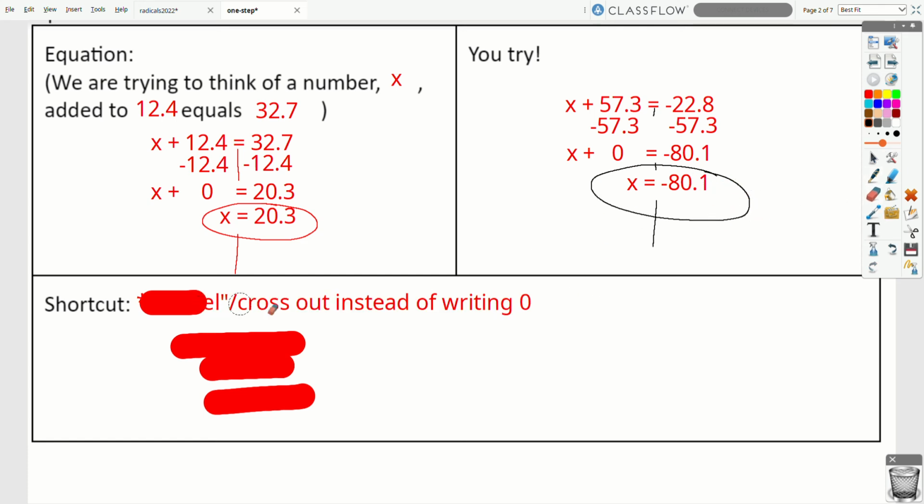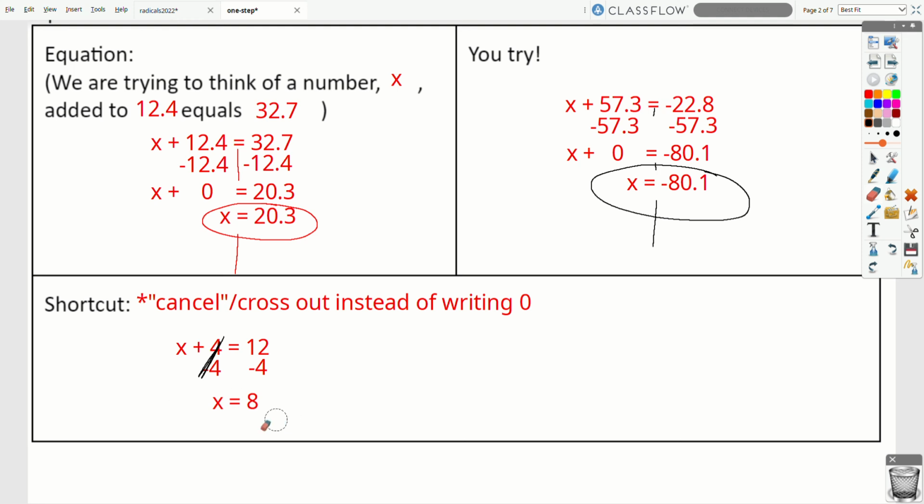We can actually use a shortcut here. Let's say we're solving x plus 4 equals 12 and we subtract 4 from both sides. Instead of writing x plus 0 as our next step, we can just cross this out, because we know that's going to disappear anyway. Instead of writing x plus 0, we just do 12 minus 4 in the calculator and get x equals 8. So we'll be using this shortcut for the next couple of examples instead of putting the x plus 0.